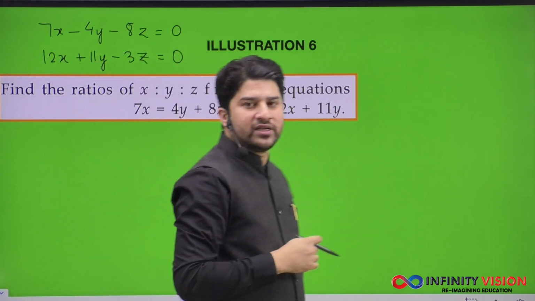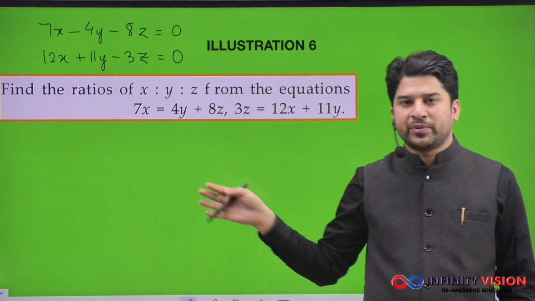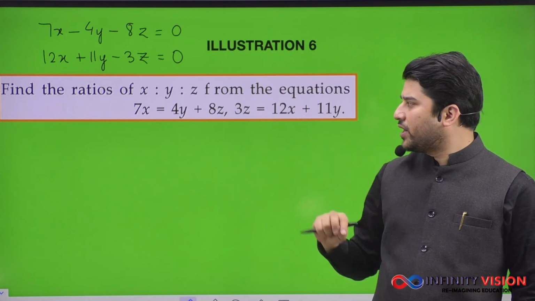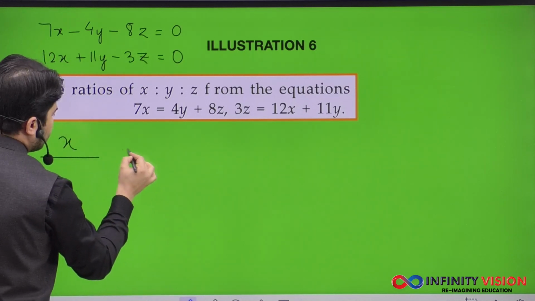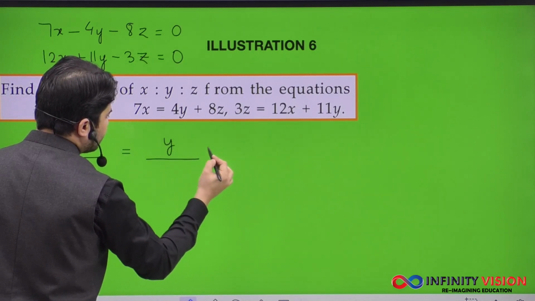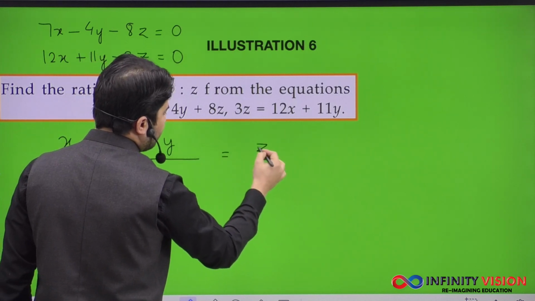Now this equation is exactly the same as we discussed in the previous theory. So I'm going to write x upon, then I'm going to write y upon, then I'm going to write z upon.